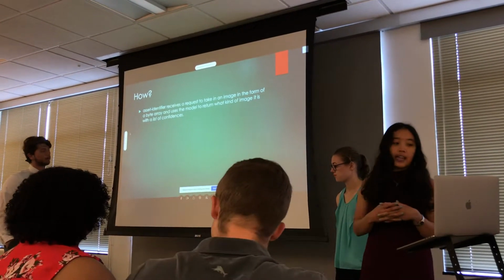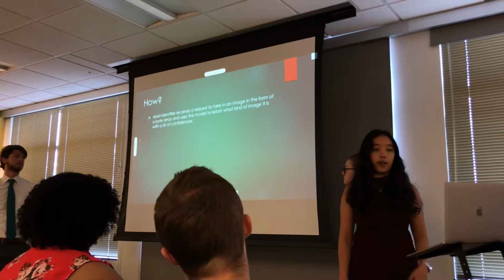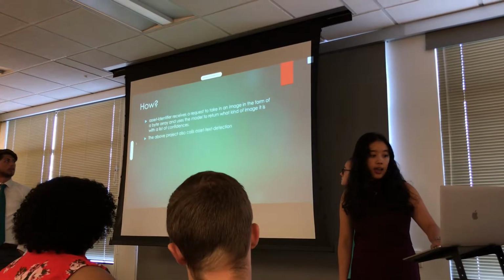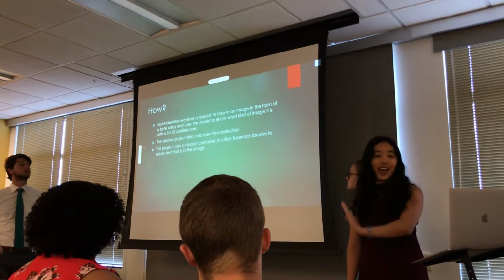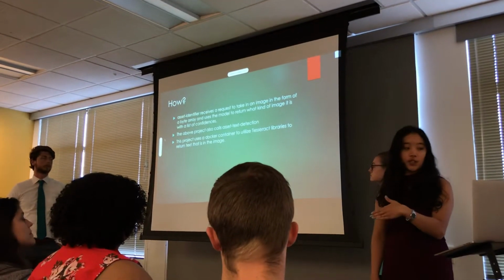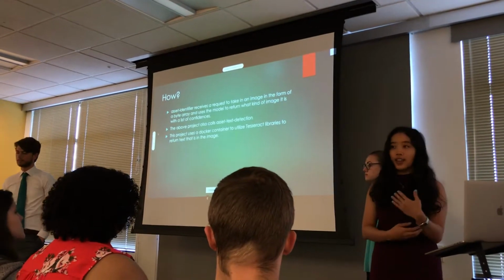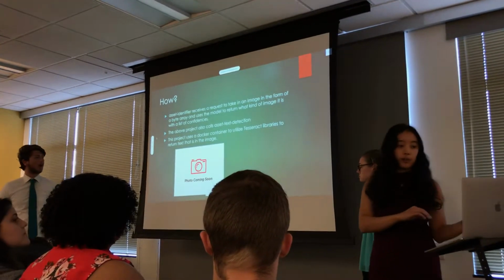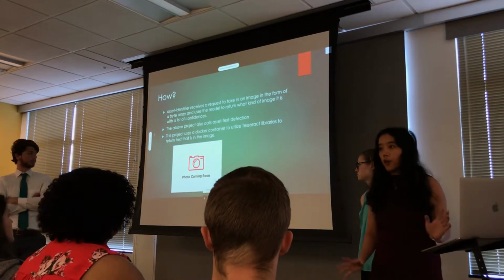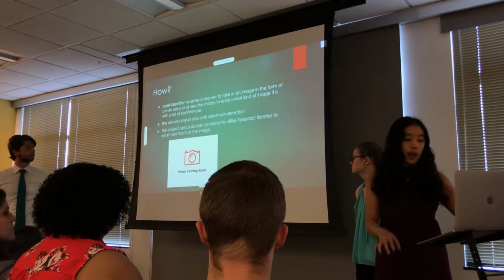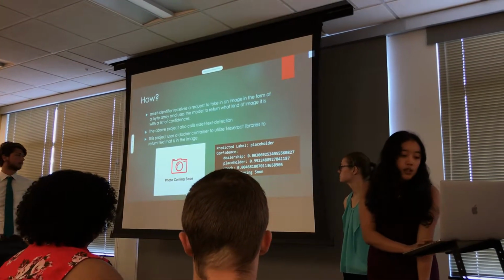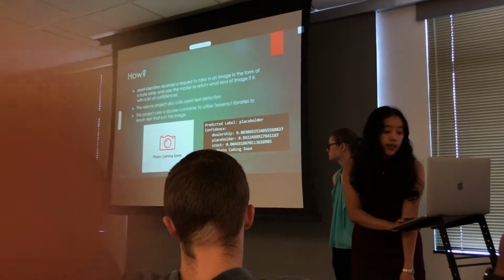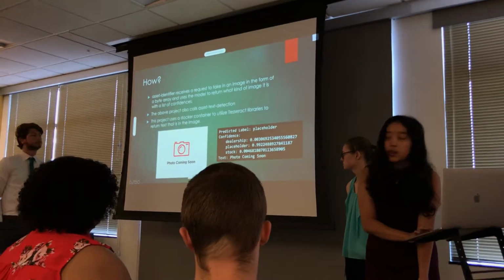So our main project, Asset Identifier, receives a request to take in an image in the form of a byte array, and it uses the model to return what kind of image it is with a list of confidences. And the above project calls a side project called Asset Text Detection, and this project uses a Docker container that utilizes Tesseract libraries to return text that's within that image. So an example is we put an image through our program such as this that says photo coming soon, and what our program will output is what it predicts the label will be. So this is pretty confident that it is a placeholder image, and you can see that it's over 99% confident here, and it also returns text such as photo coming and soon.